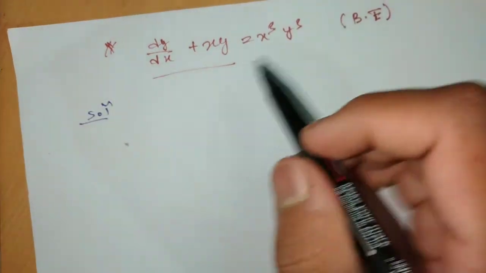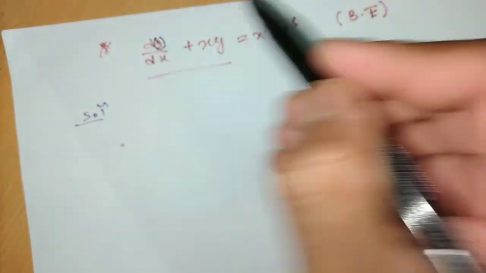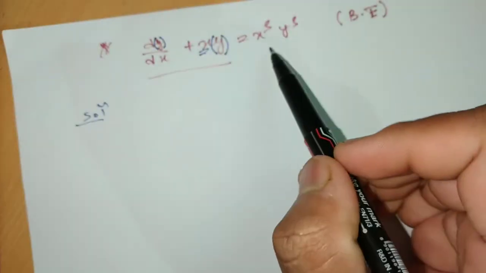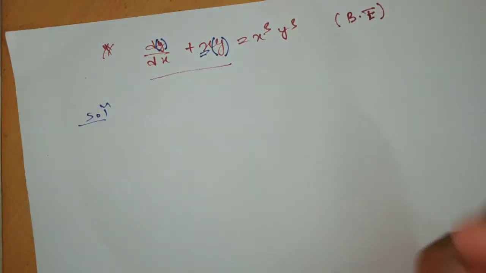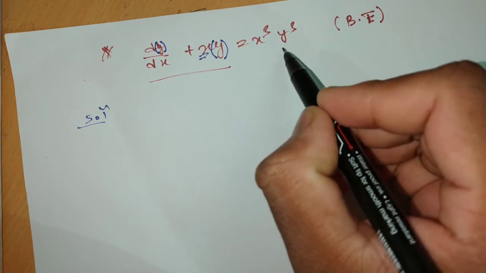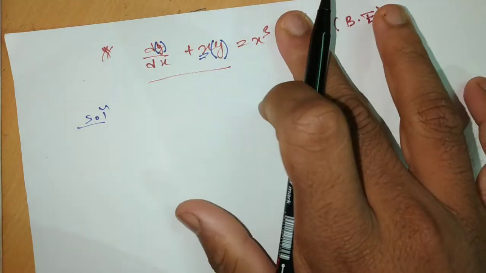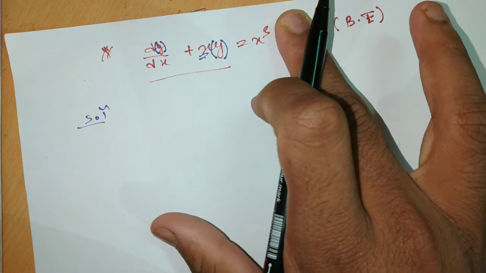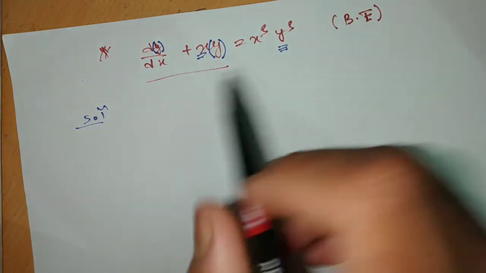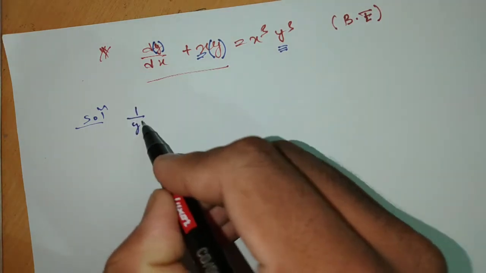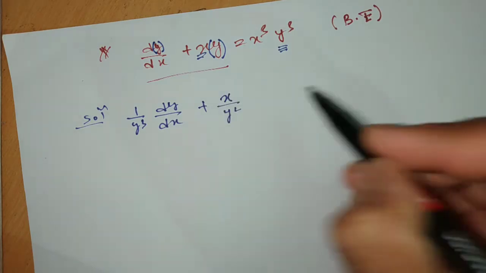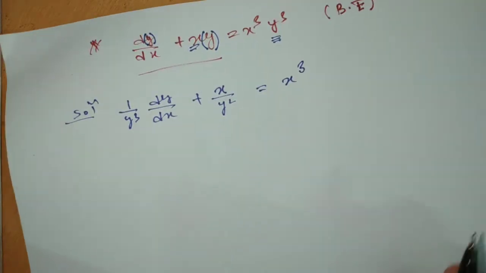It is a non-linear form because it is dy upon dx, and the coefficient of y is x. Here we have x cube and y cube. If there is no y cube, then it is a form of linear differential equation. But there is y cube, so we need to reduce this. How to reduce it? We will reduce it by dividing y cube from both the sides. So it will be 1 by y cube dy upon dx plus x by y square is equal to x cube.